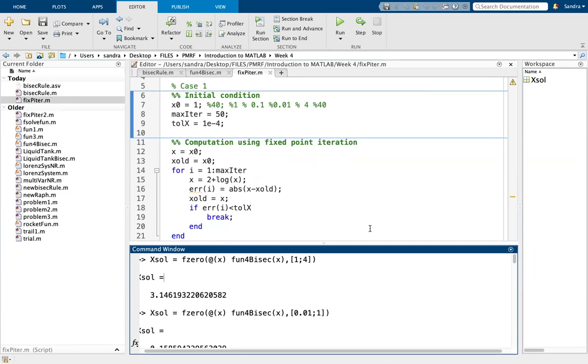Apart from this, you can also use a while loop. You can keep the error tolerance condition here and use a while loop. That is also completely fine. So this is how we work with fixed point iteration. Let's see what solutions we get. Give me a second.